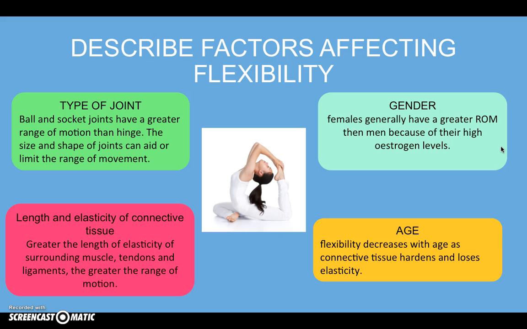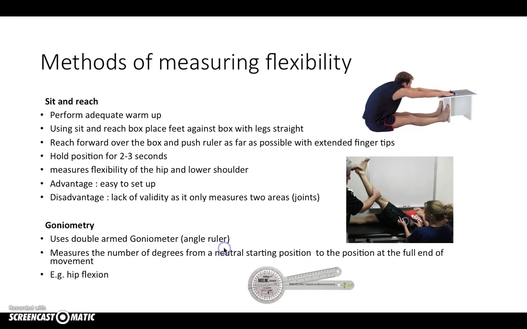Okay, so from that we can produce a lot of movement within the shoulder. Okay, you've got to look at gender. So females generally have a greater range of movement than men because of their high estrogen levels. Age, flexibility decreases with age, doesn't everything, as connective tissue hardens and loses elasticity. And then finally, length and elasticity of connective tissue. The greater the length and elasticity of surrounding muscles, tendons and ligaments, the greater range of motion they're going to have. So if you can get notes down on those, please.